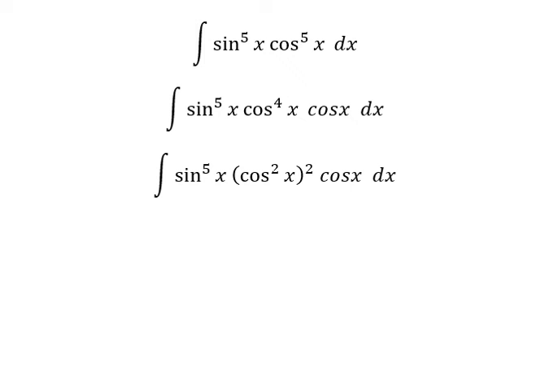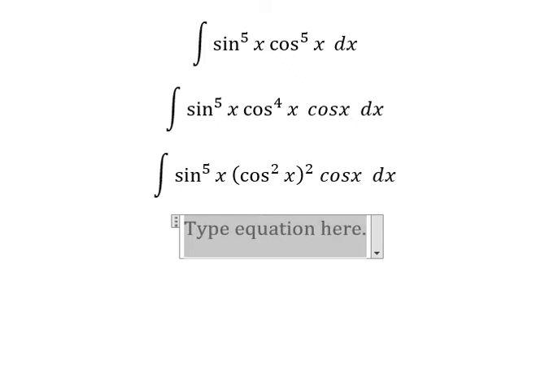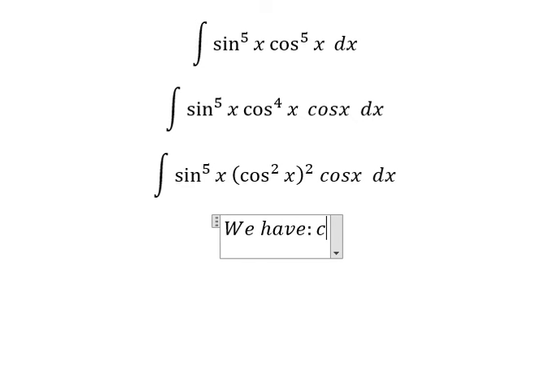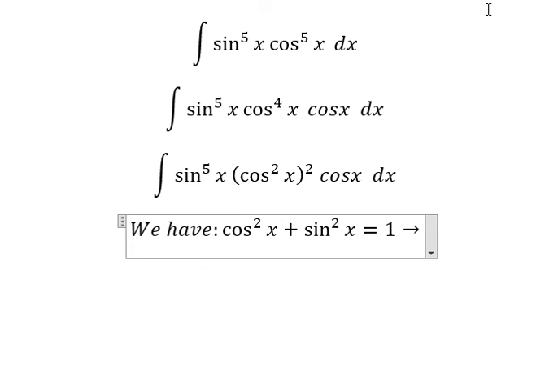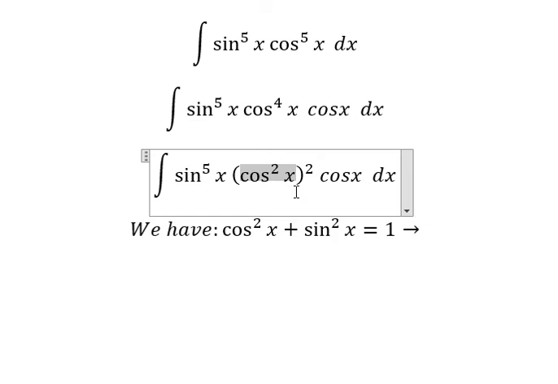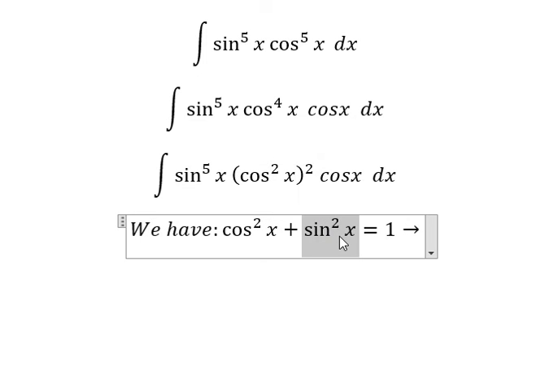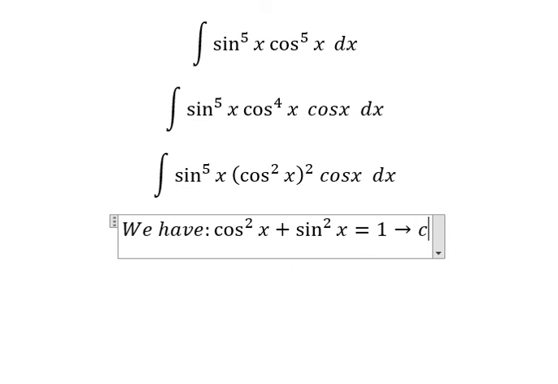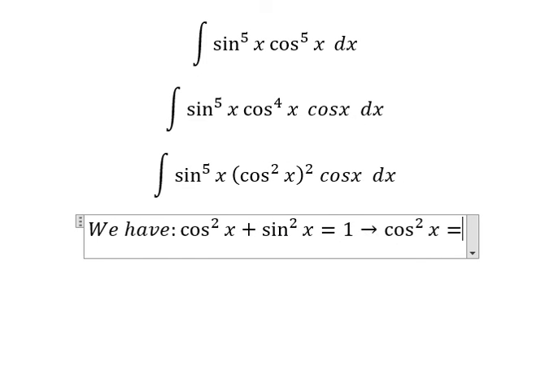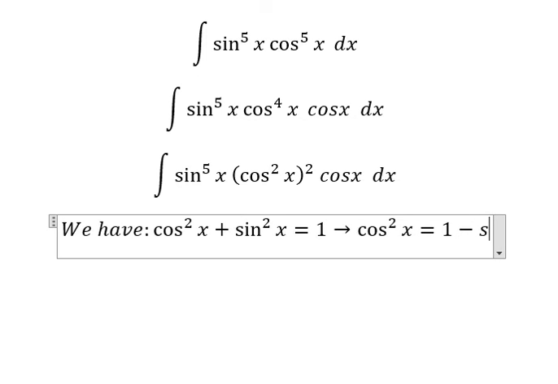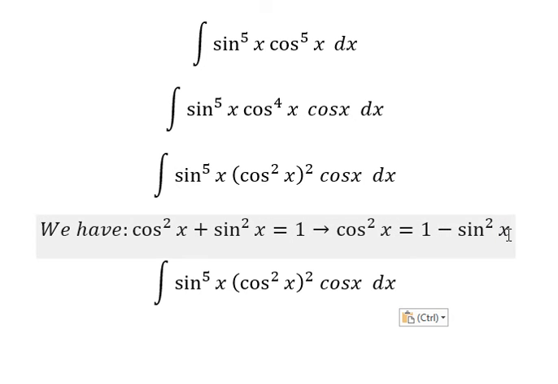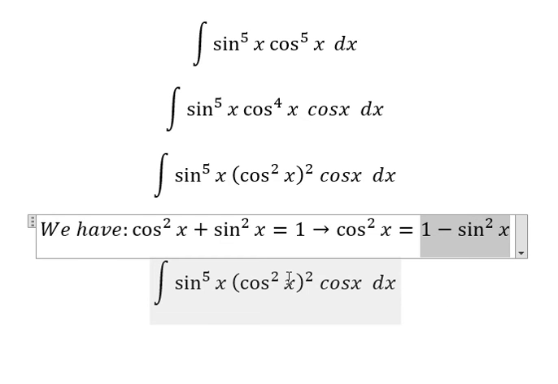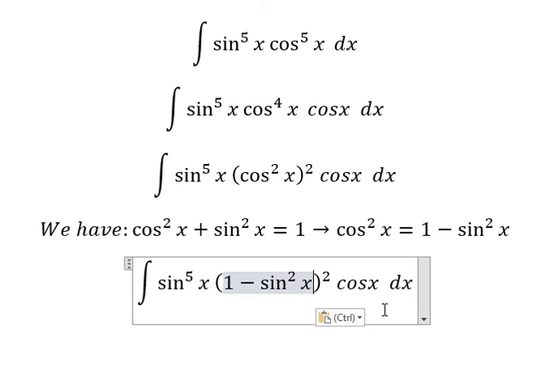So we have the formula in here. Cosine x squared plus sine x squared equals 1. We have cosine x squared, so I will put sine x squared to the right. And we got 1 minus sine x squared. So I will put this one to change about cosine x squared.